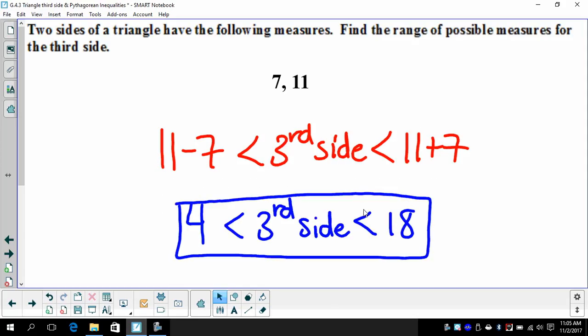So when I simplify both sides, I find out that my third side needs to be bigger than 4, and it needs to be smaller than 18. So my third side can be any number that's larger than 4 and smaller than 18. It can't be equal to 4, and it can't be equal to 18. It has to be bigger than 4, smaller than 18.